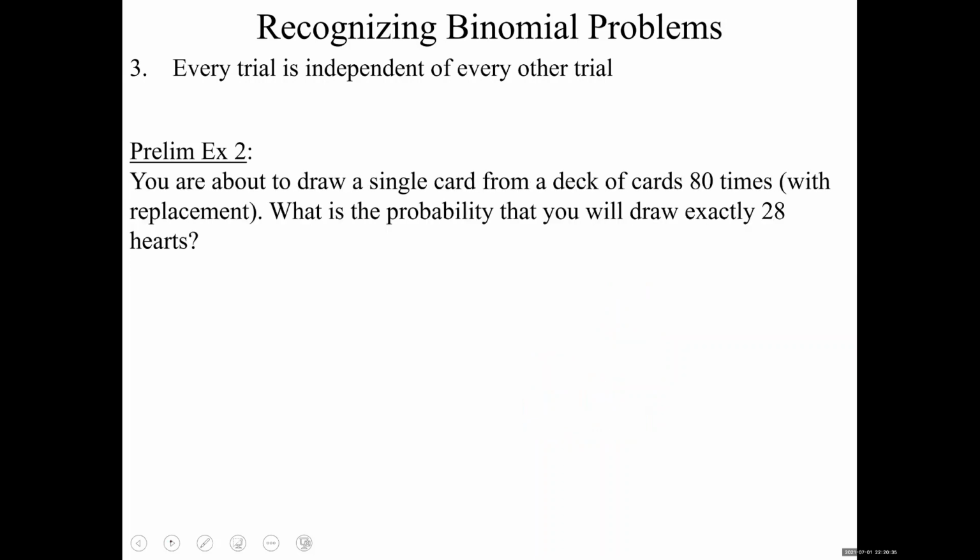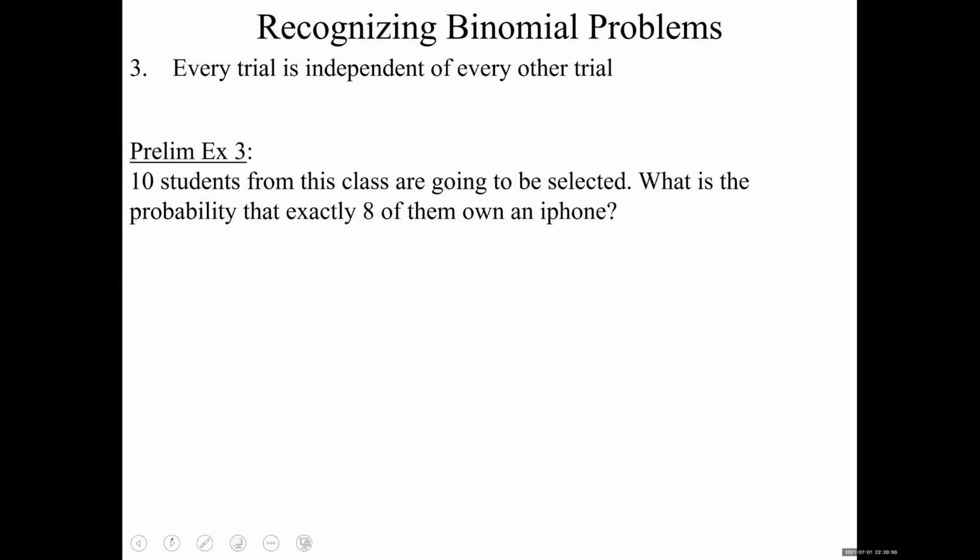This one shouts it at you, right? You're going to draw a single card from a deck of cards 80 times with replacement. So it says that, so we have our independence there. In other words, every draw is independent of every other draw because we're drawing with replacement. Let's go look at the third one. 10 students from this class are going to be selected. What's the probability exactly 8 of them own an iPhone?